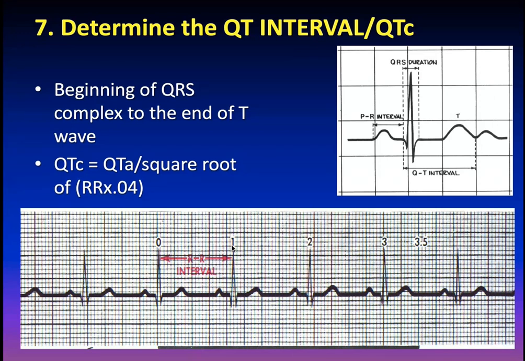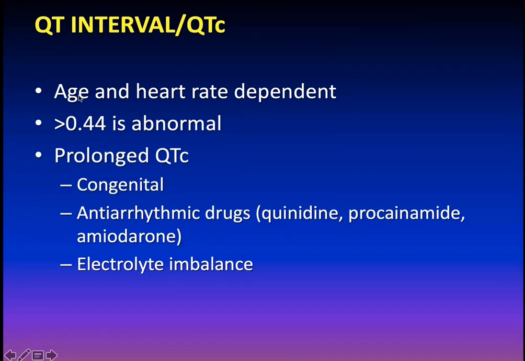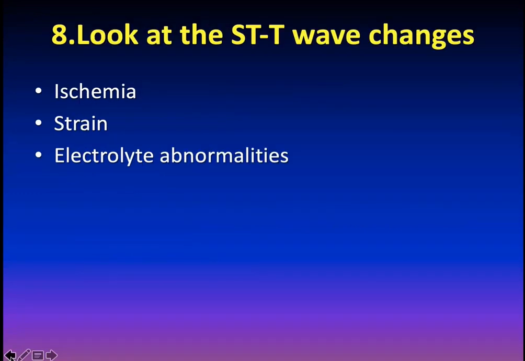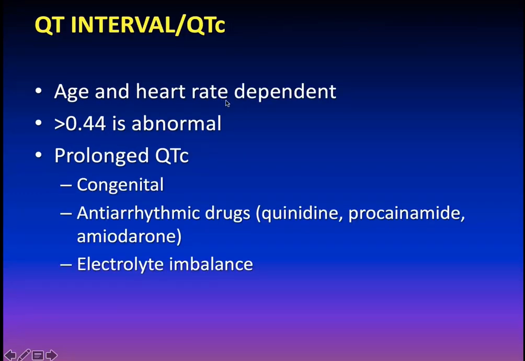There are also different normal values. The normal value should be less than 0.45. If more than that, it is already a prolonged QT interval. It is age and heart rate dependent. So as I said, more than 0.44, it is already abnormal. And if the QTc is abnormal, this is usually secondary to congenital prolonged QTc.